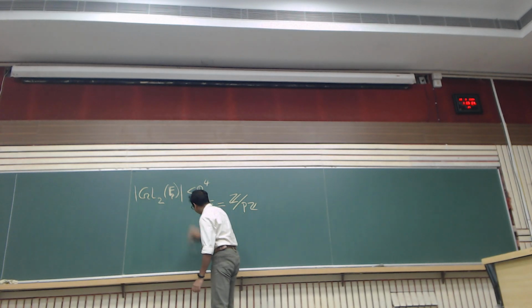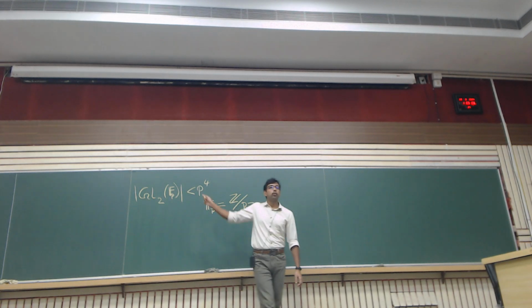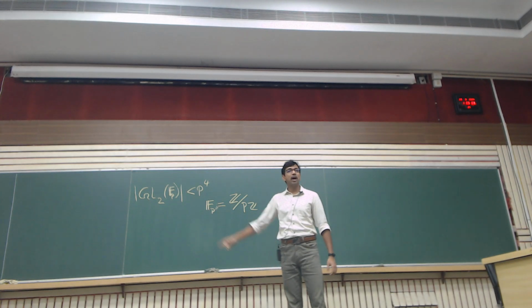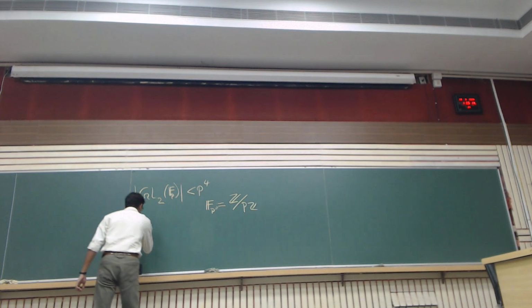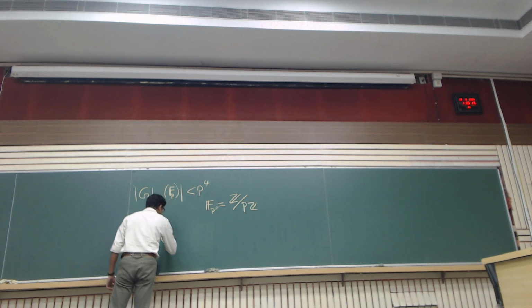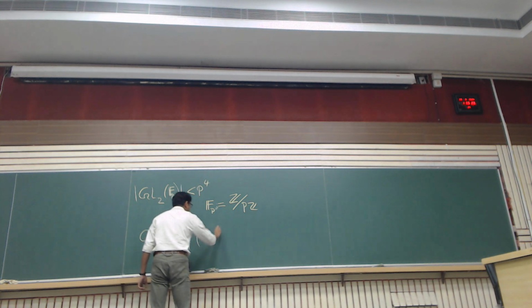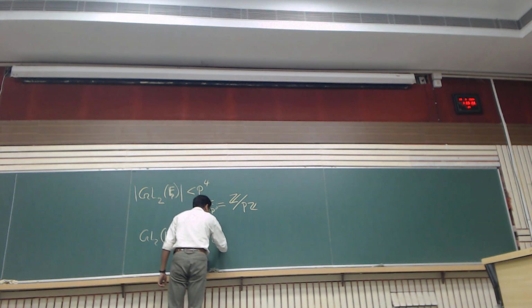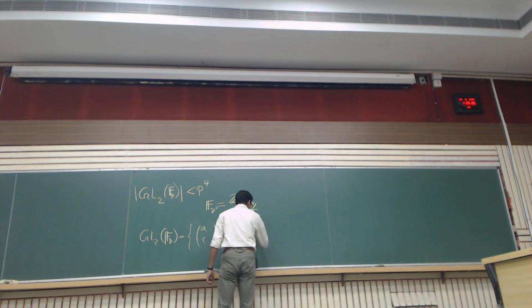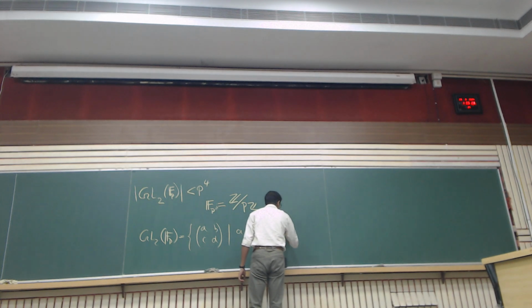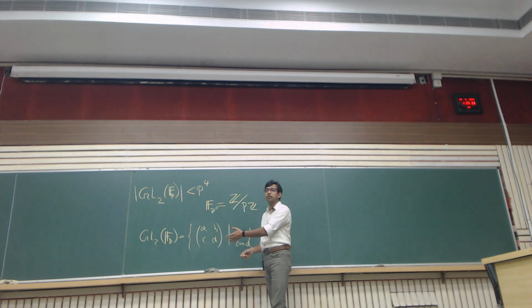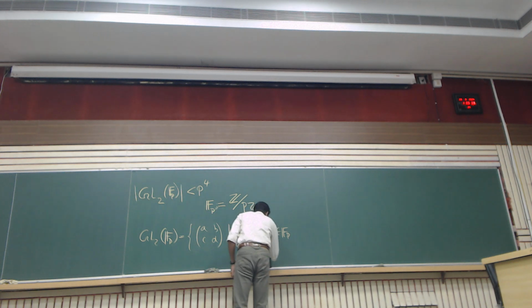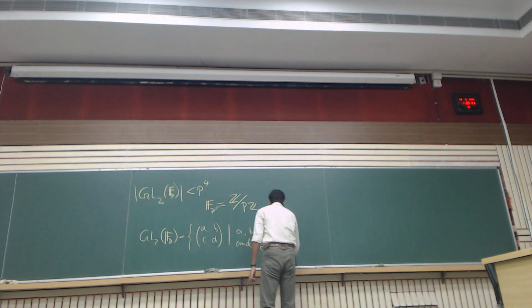Because how many entries are there? It's a 2 by 2 matrix, right? So let me write down its description. Here GL_2(F_p) is the set of 2 cross 2 matrices (a, b, c, d) such that a, b, c, and d are in F_p, and this matrix is invertible. Please be a bit quiet. If you have doubts, you can ask me.